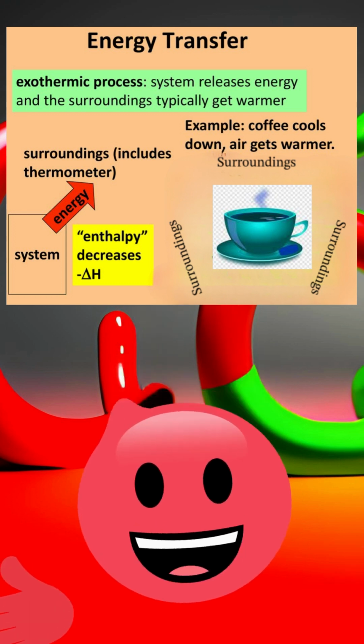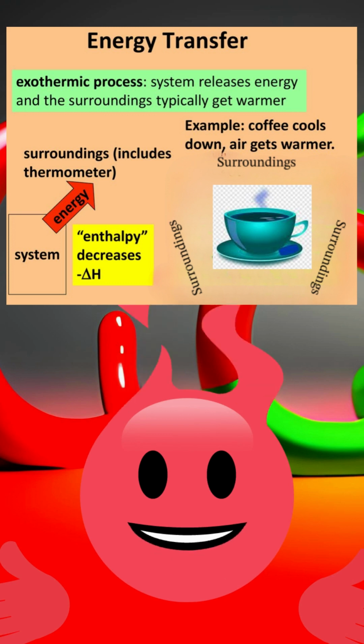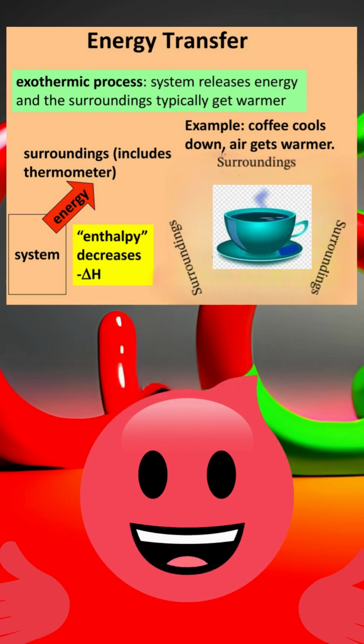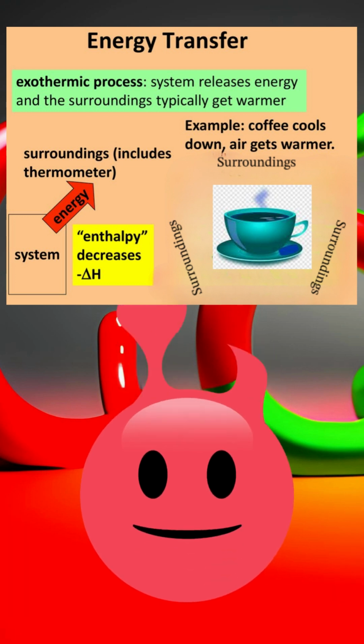For example, imagine you have a cup of hot tea. The enthalpy of the tea includes the energy stored in the tea molecules and also the energy it takes to heat the cup and the air around it.